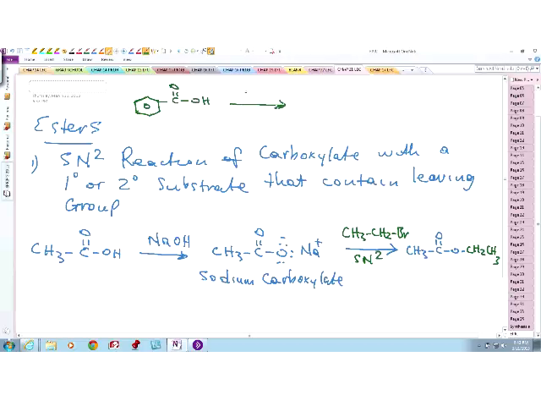For example, we could do this. Take benzoic acid, say step one, sodium hydroxide, and then I say step two, propane, okay, then I get my ester.